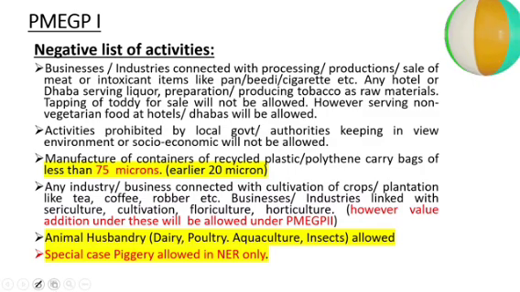Animal husbandry is allowed. For dairy purpose, poultry purpose, it is allowed. Earlier it was not allowed. So only Sashi sir has given.